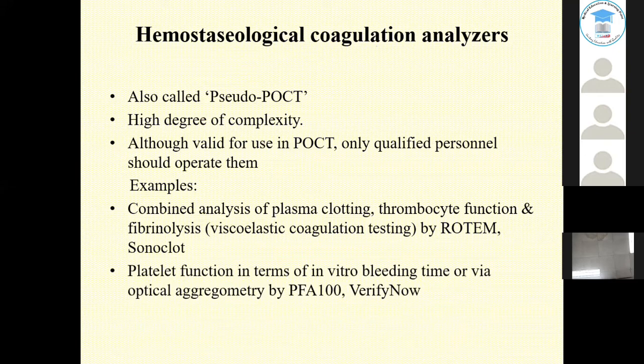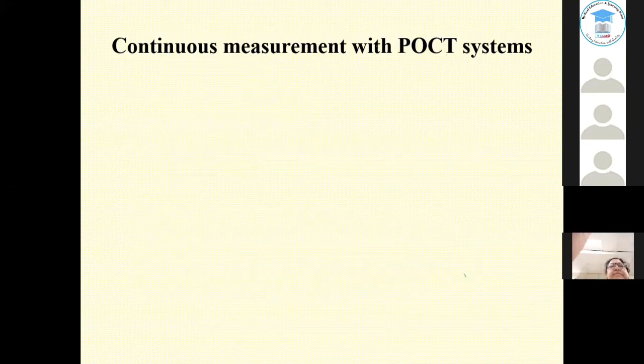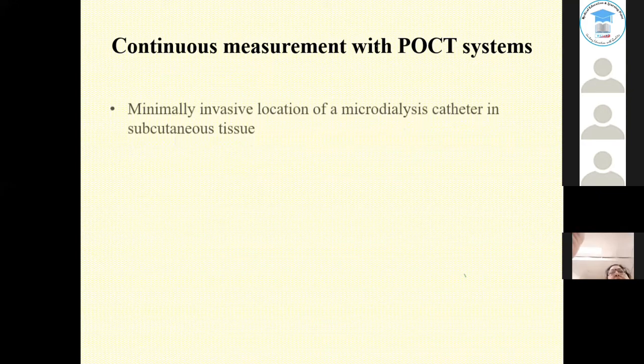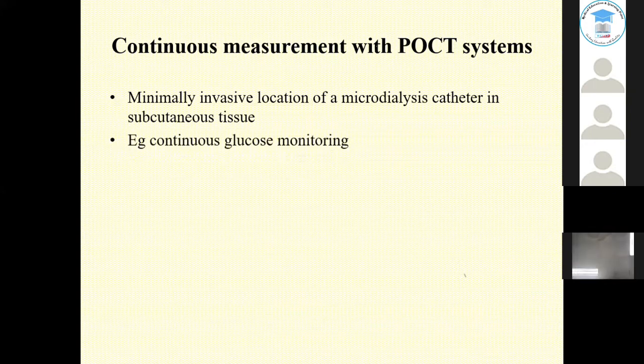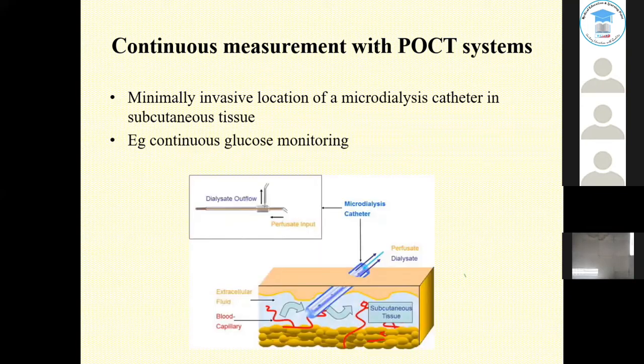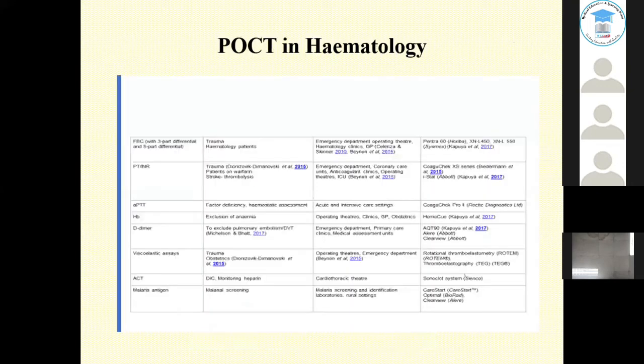Also, platelet function in terms of in vitro bleeding time or via optical aggregometry by PFA 100 and Verify Now. Now, continuous measurement with POC systems, again, you see it very commonly in critical care units by minimally invasive location of a microdialysis catheter in subcutaneous tissue, and most commonly being done for continuous glucose monitoring. So this is how the instrument looks like, where it measures the glucose continuously in the subcutaneous tissue.